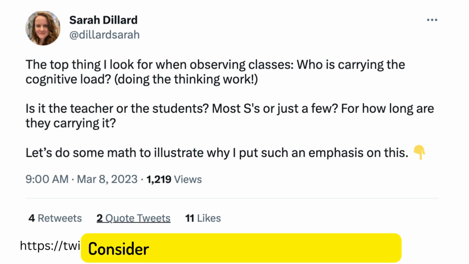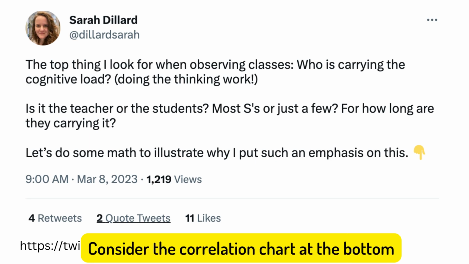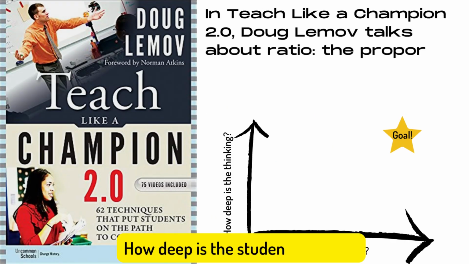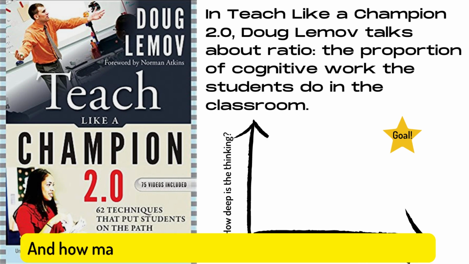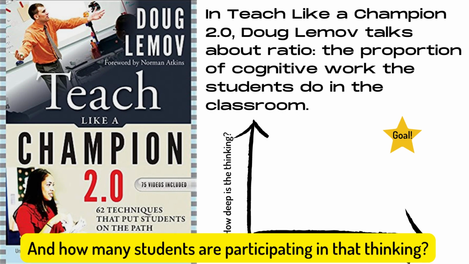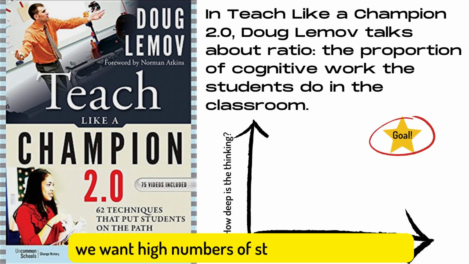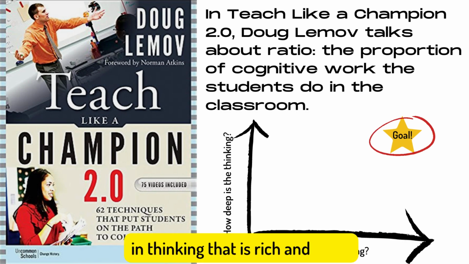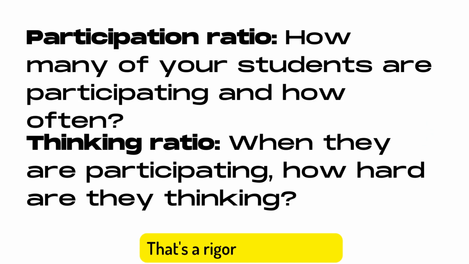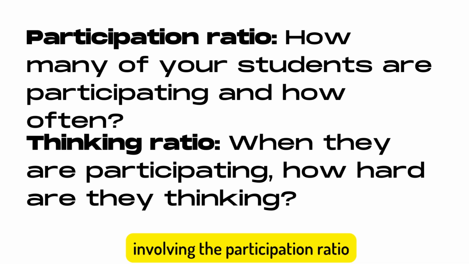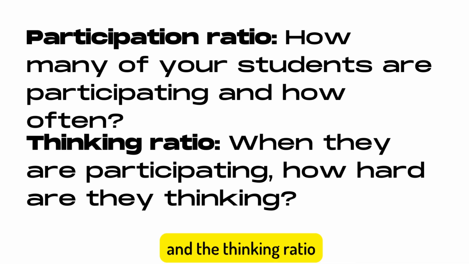the classroom. Consider the correlation chart at the bottom. How deep is the student thinking, and how many students are participating in that thinking? Out here is the goal, of course. We want high numbers of students participating in thinking that is rich and deep. That's a rigorous classroom. So let's take a look at two scenarios involving the participation ratio and the thinking ratio.